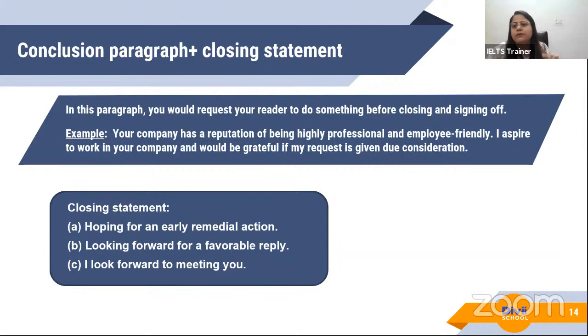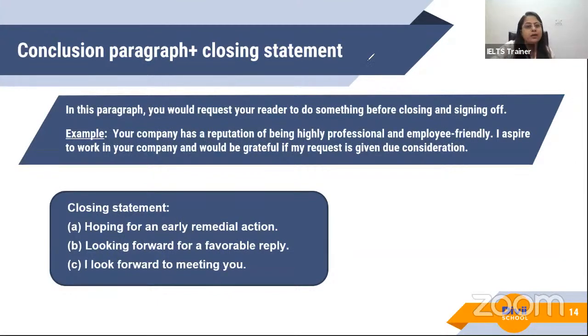Again, you will not be writing much in the conclusion. Two or three sentences are okay to be written in that paragraph. Now, last, I told you about the closing statement. After the conclusion paragraph, one closing statement should be written. I told you that, and I have given you three options for the closing statement.